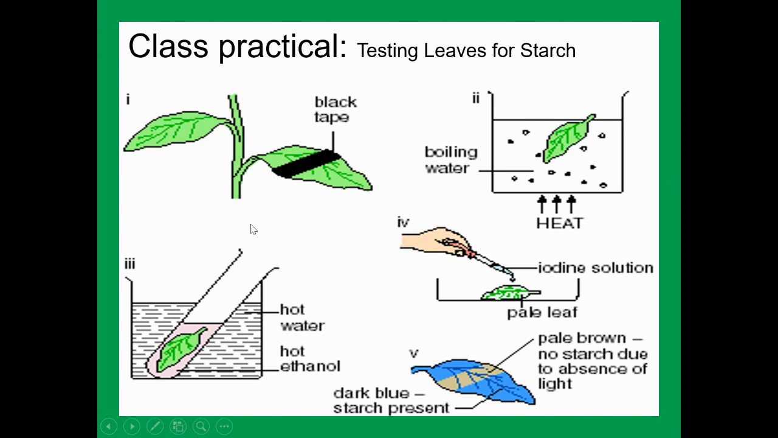So once we've killed the leaf, we put it in hot ethanol to remove the chlorophyll, and then put it on a tile or something, put the iodine on it, and you should be able to see that where there was photosynthesis, it will go dark blue or black, and where there wasn't photosynthesis, so for instance over the black tape, it will stay this pale colour, perhaps yellowy brown, because of the iodine.